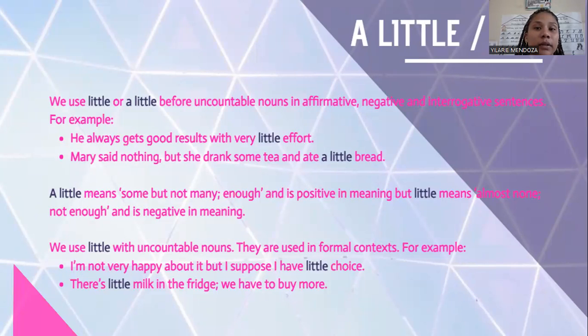A little and little. We use a little or little before uncountable nouns in affirmative, negative, and interrogative sentences. A little means some, but not much, enough, and is positive in meaning, but little means almost none. Not enough, and is negative in meaning. We use little with uncountable nouns. They are used in formal contexts.